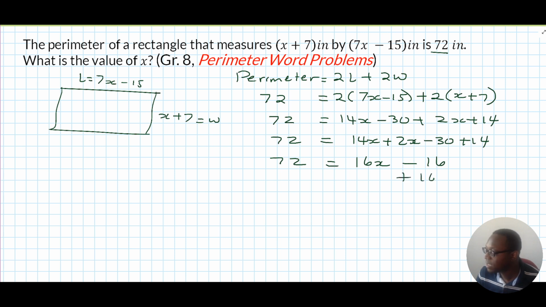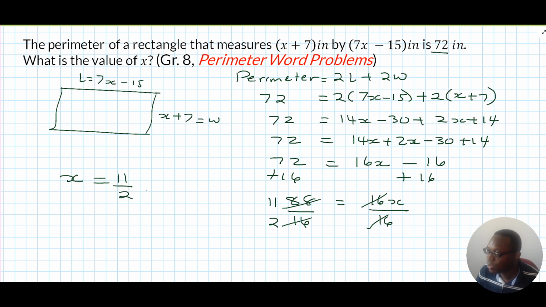We're going to add 16 to both sides. So this is going to give us 88 equal to 16x. So the next step after that is to divide both sides by 16. So this is going to cancel out. And we can divide both numerator and denominator by 8. So we have 11 over 2. So therefore, we can say that x is equal to 11 over 2.